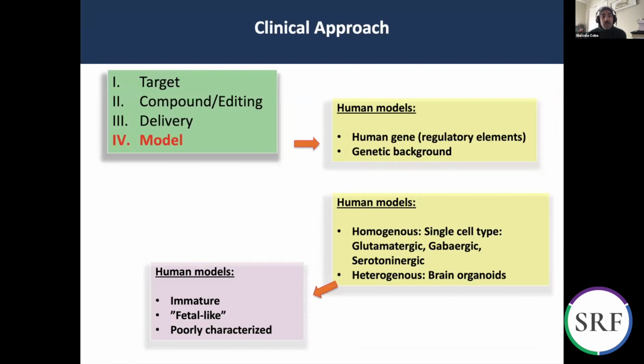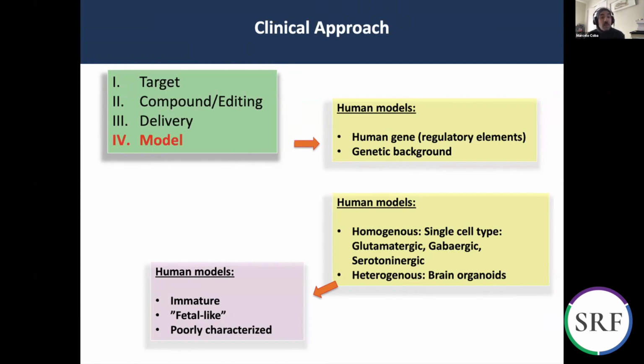Our view was, what do we need to understand for these human models? One of the good things about human models is that we would like to work with a human gene, with all the regulatory elements, and with the genetic background of these particular patients. I'm not going to describe anything on genetic backgrounds, but we are heavily interested in the genetic backgrounds from different patients and the role they play in different phenotypes. The other good thing with human models is that we can still work with single cell types. We can work with glutamatergic, GABAergic, and serotoninergic neurons. We are doing the three of them, and also heterogeneous models of brain organoids, but I'm not going to show much data on brain organoids. We're going to describe only what we are getting with the glutamatergic type of neurons.